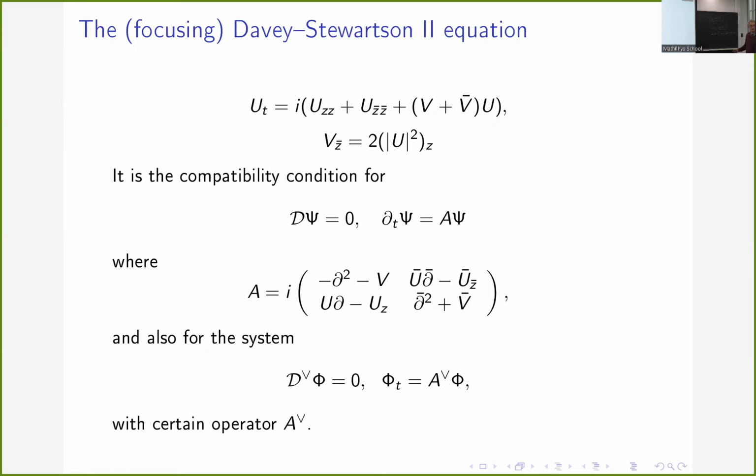If psi equals 0, there is this Dirac operator. If psi_t equals A psi, that's it. Here is the operator A. And it can also be written as a compatibility condition for another system in terms of the formal adjoint operator. When we solve the potentials U and U bar on the diagonal, this is D phi equals 0 and phi_t equals A phi with a certain operator. It's a very similar one, I just skipped it. So this is the so-called Davey-Stewartson's second equation. Focusing, there is another focusing equation.